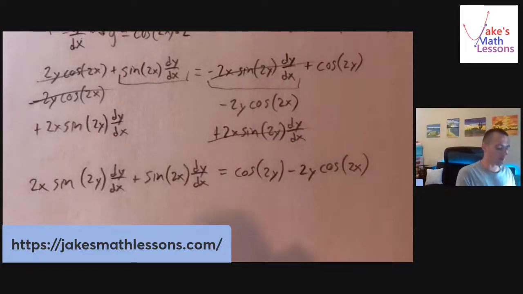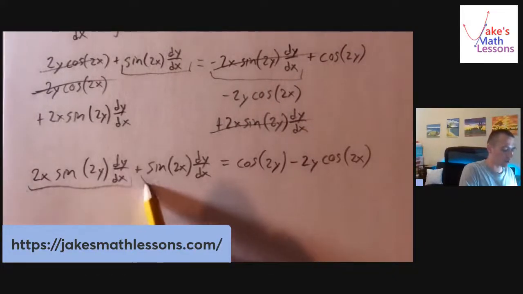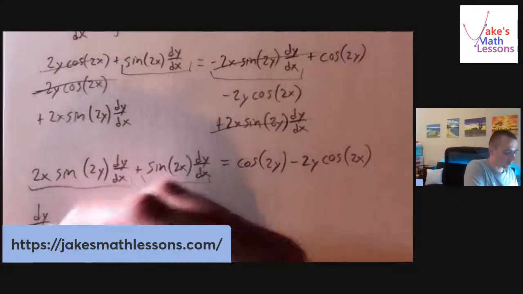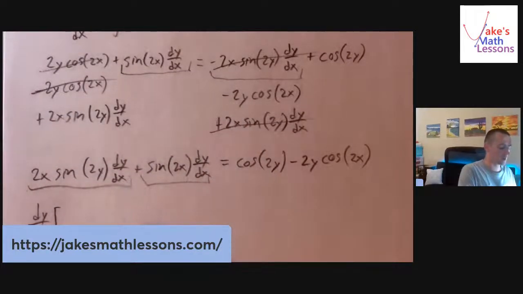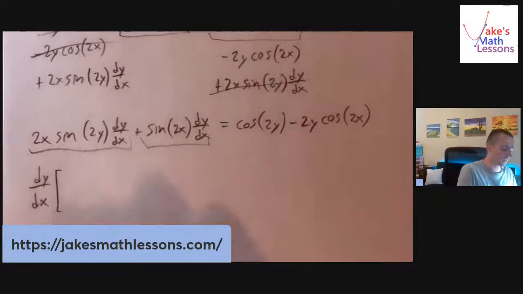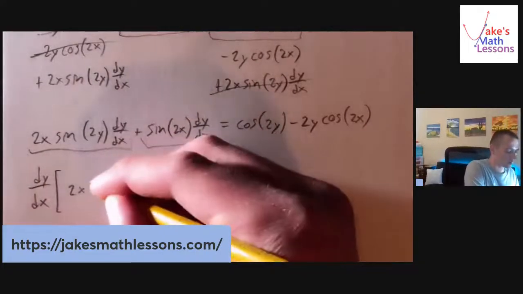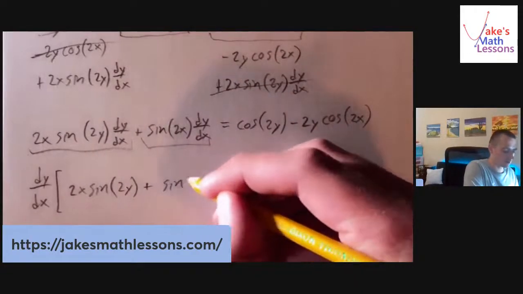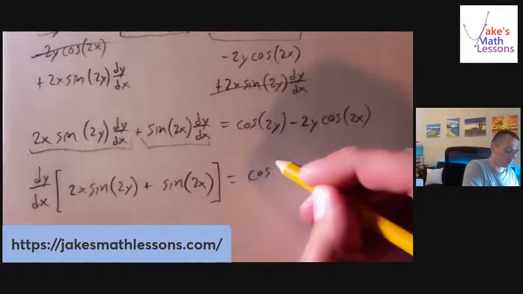All right. And then once we have all our dy/dx terms over on the left side of our equation, again, what we can do is factor out our dy/dx, because now both of these terms have a dy/dx in common. And that's going to accomplish exactly what it did in the first problem we did here today. That is going to make it so that we only have a single dy/dx term left that we can then solve for much more easily. So if we take dy/dx out of this first term, we're going to be left with 2x times sine of 2y plus sine of 2x. And then on the right, we're still going to have nothing different.